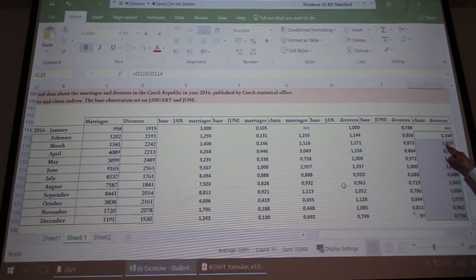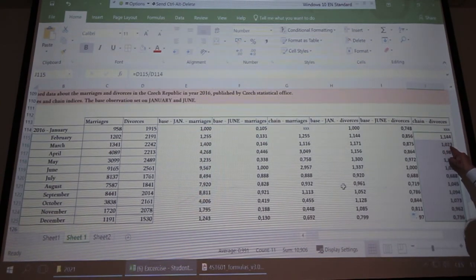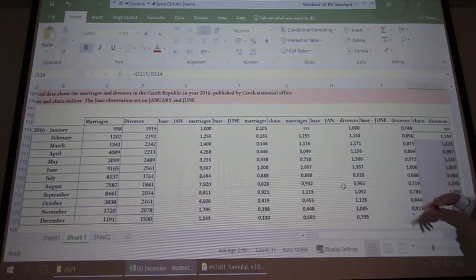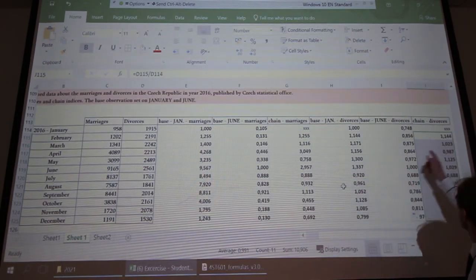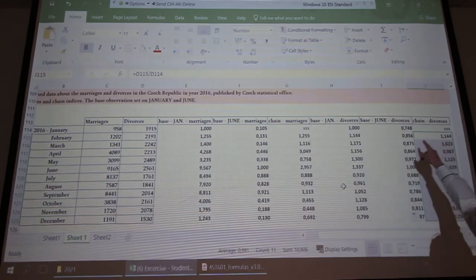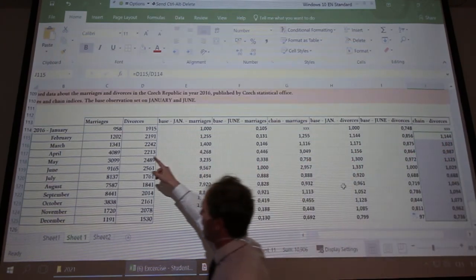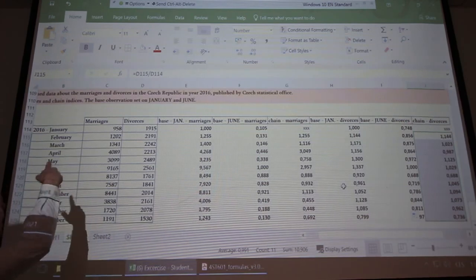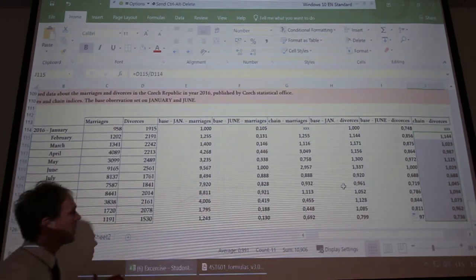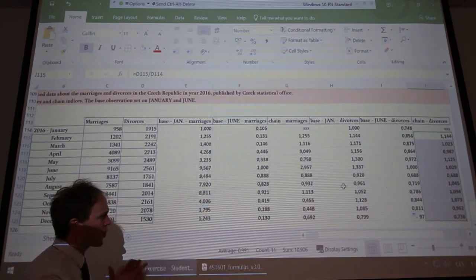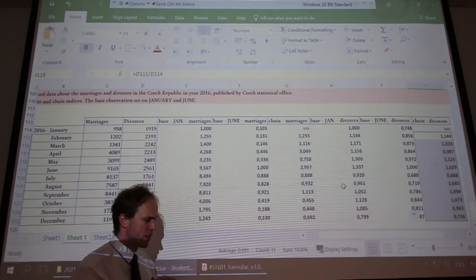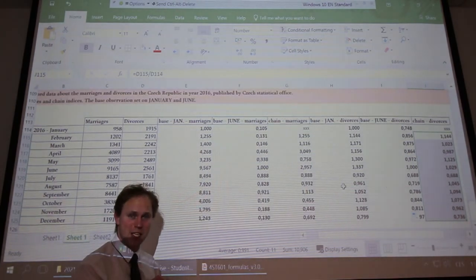So we can select any value. For example, this value, 1.023. It's an increase of divorces by 2.3% in comparison with February. It's an increase in March in comparison with February, etc., etc. So you can see that the base and chain indices are very easy.